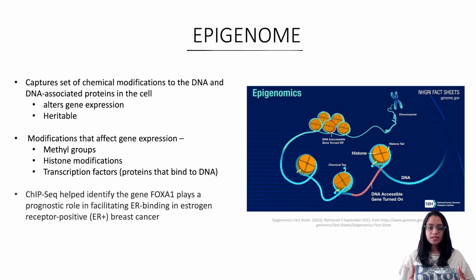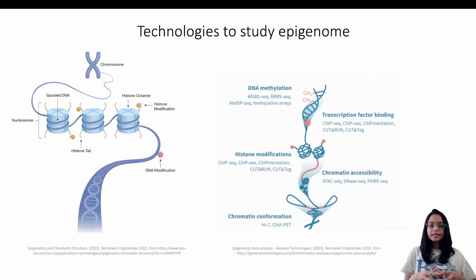A method called ChIP-Seq, that is chromatin immunoprecipitation assay, is a method that will provide us with the patterns of transcription factor binding sites to the DNA and patterns of histone modification. This method helped identify the gene FOXA1 as having a prognostic role in facilitating estrogen receptor binding in estrogen receptor positive breast cancer.